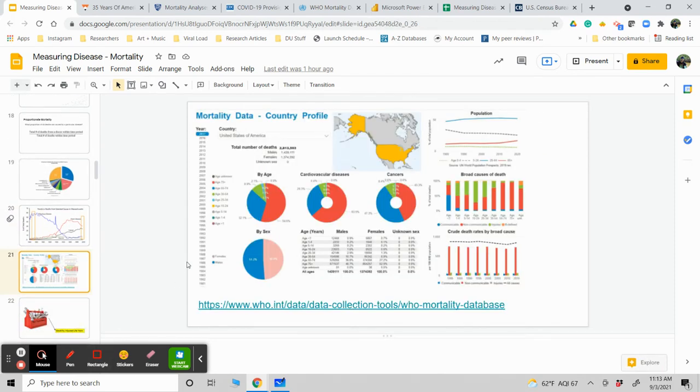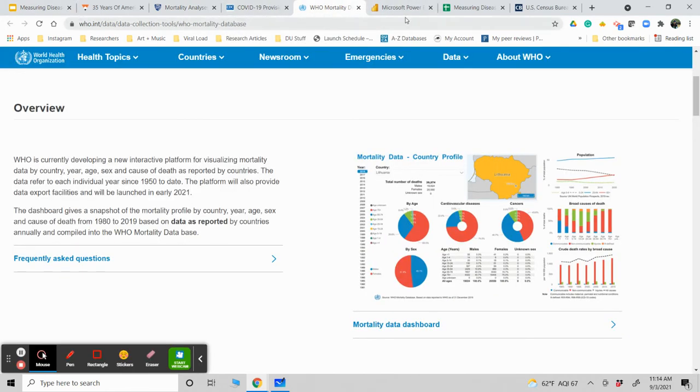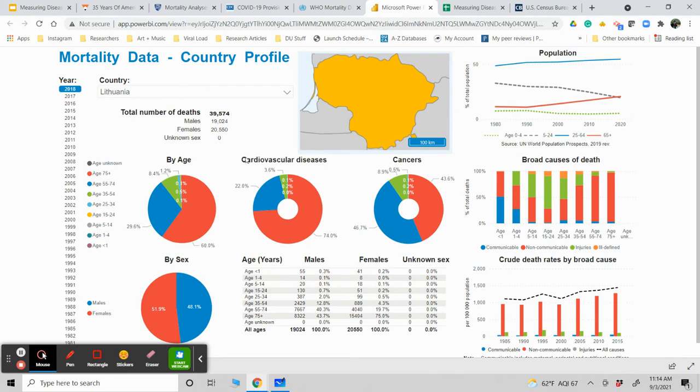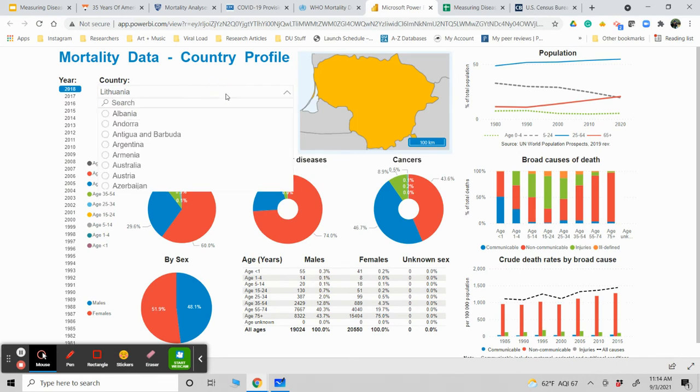So here's another example that the World Health Organization has put together. A really nice, sleek dashboard for looking at different countries and how they use mortality rates and proportionate mortality, and the different indicators we've just learned. You click on the link, it will take you to different country profiles. So let's look at the United States.